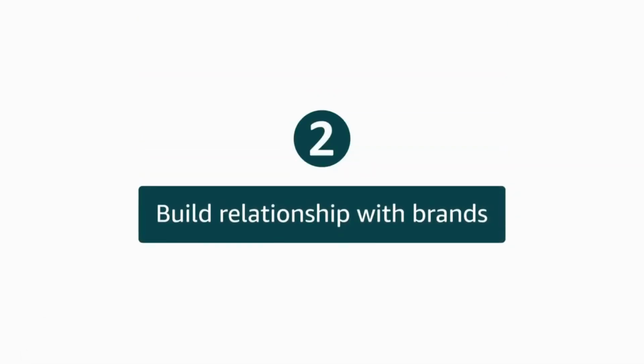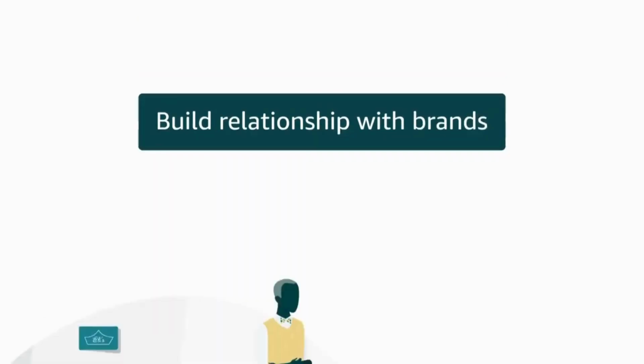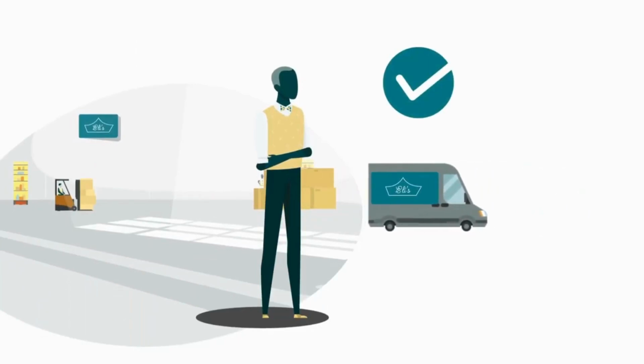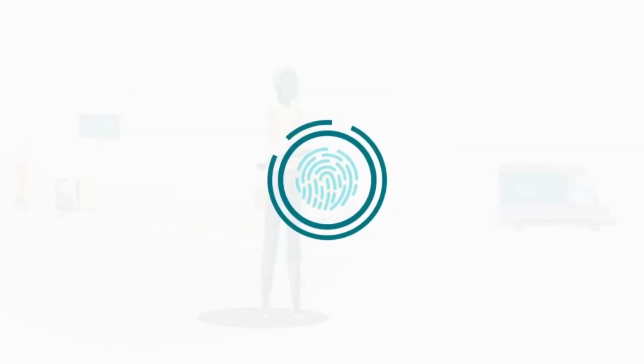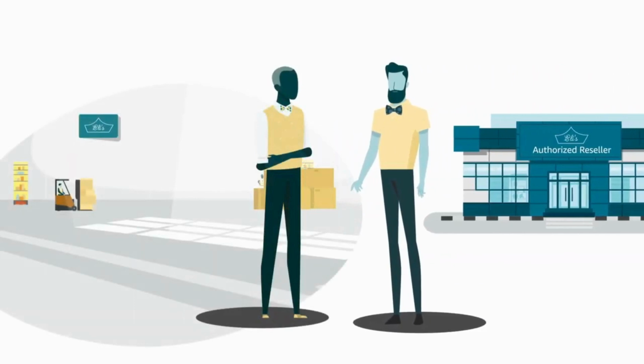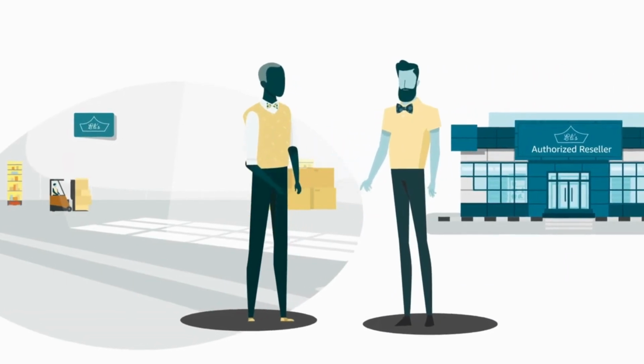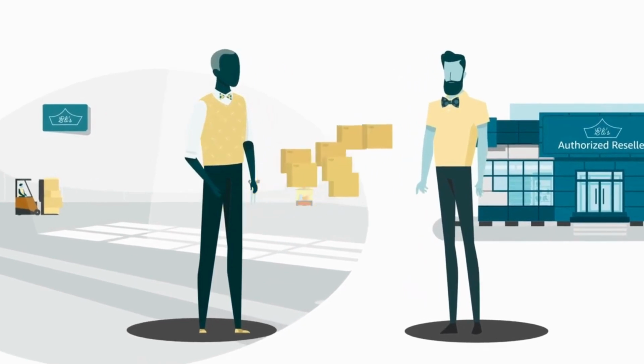Number two, build relationship with brands. Although you may be able to purchase products from a trustworthy supplier, for some products you may still be required to get explicit permission from the brand in order to sell their products on Amazon. Hence, it's important to build a relationship with brands to ensure that you're meeting all the brand requirements and Amazon policies for selling these branded products.